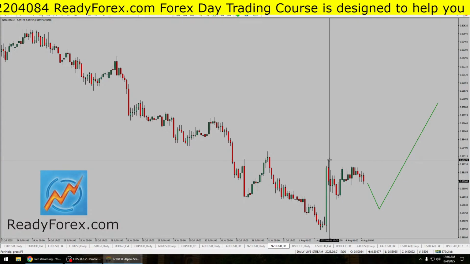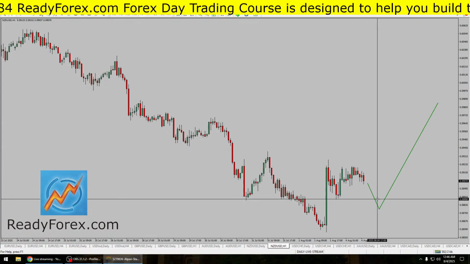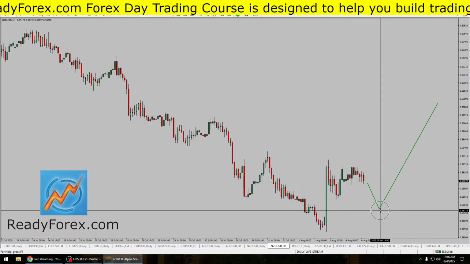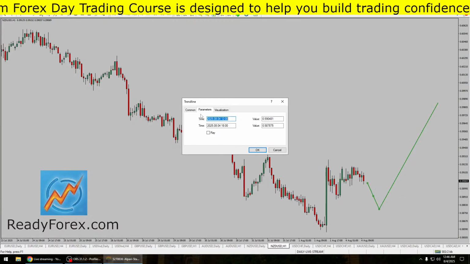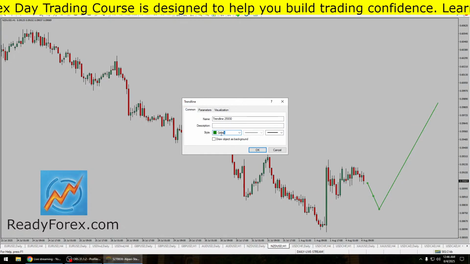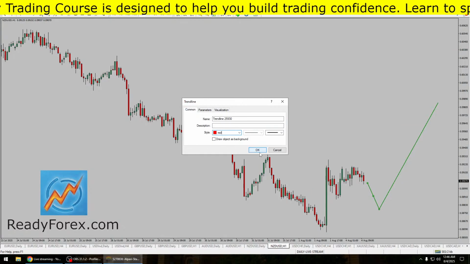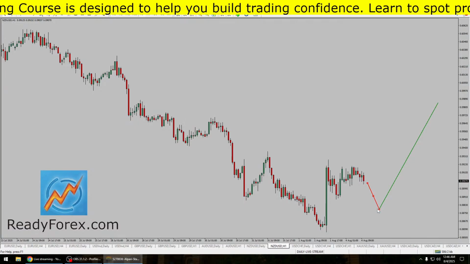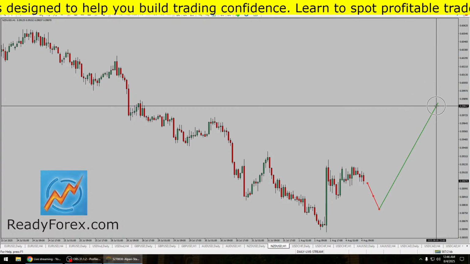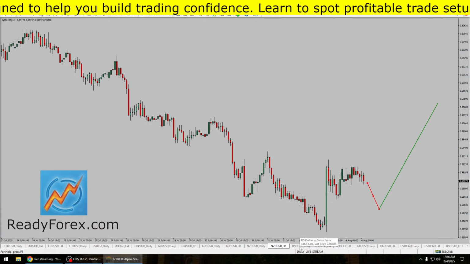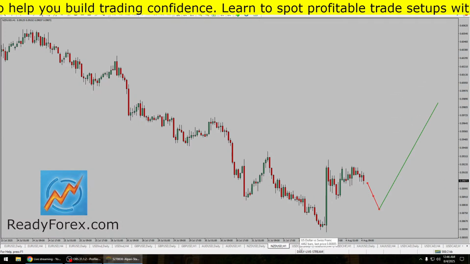In terms of Elliott wave, the wave count, wave A, wave B bearish leg. Let me change the color to red. So wave B, expect wave B bearish leg, and then wave C bullish leg over here to the upside inside NZD USD currency. This is the forecast.